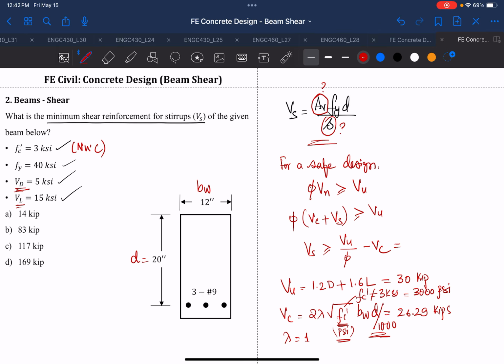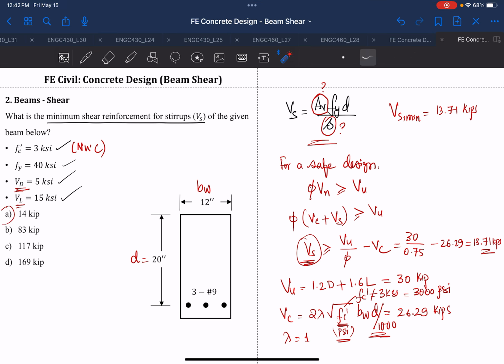Okay, so in this equation, if you use Vu, which is 30, and phi, we know that for shear phi is 0.75, minus 26.29, you'll see that this is equal to 13.71 kips. That means your shear stirrups for a safe design must provide a minimum shear capacity of 13.71 kips. So in this case, all you have to find is the closest value above the minimum, which is 14 kips.